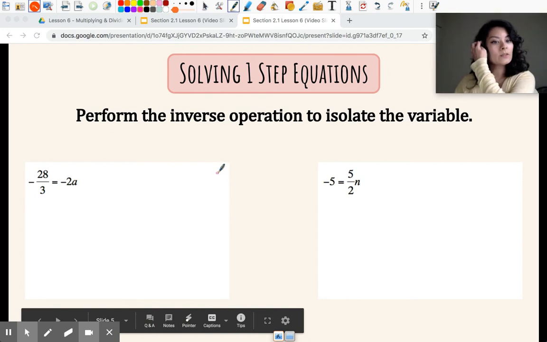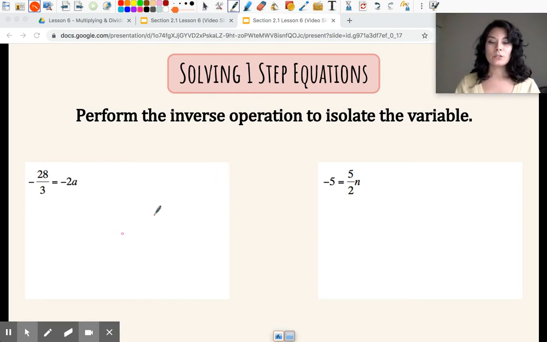Okay, so let's take a look at these two examples. So as we can see, we've got a mixture of different types of numbers. I've got a fraction and I've got an integer. So let's take a look at the equation on the left side. So here I have an integer. But because I know I'm going to have to deal with this fraction, it might be easier to put this integer over a 1 and make it look like a fraction.